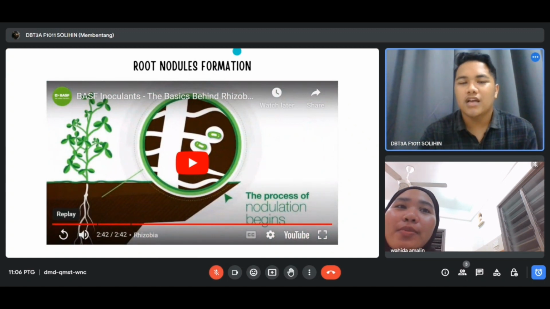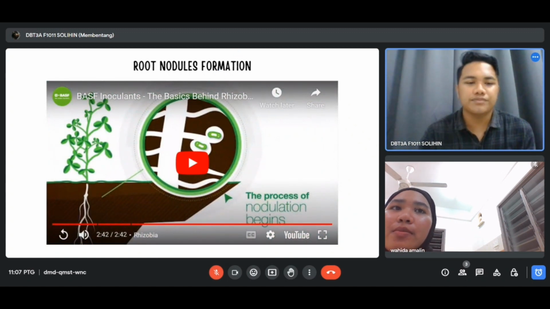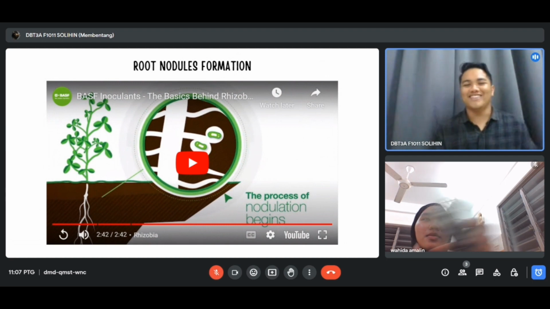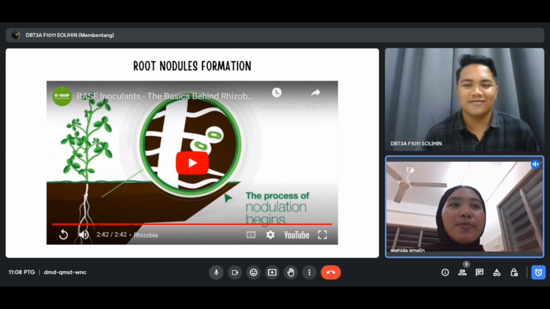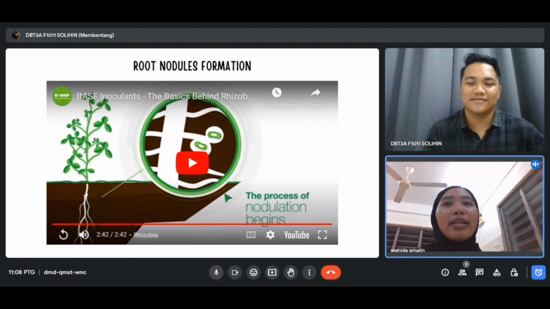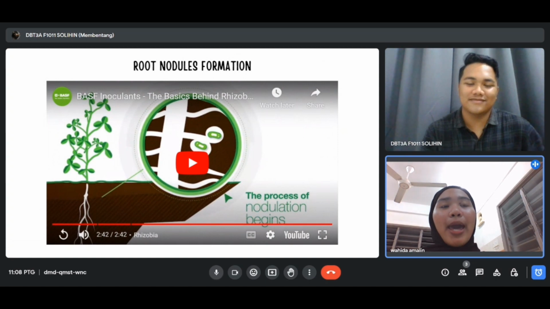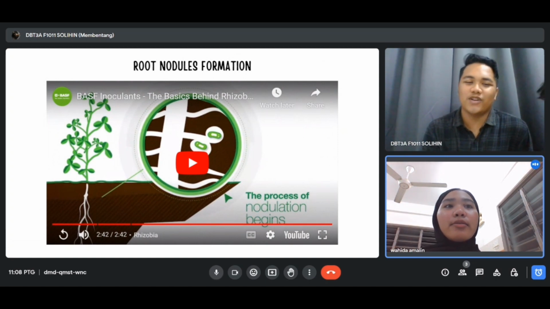That's all the explanation from the YouTube video about root nodule formation. So Rhizobium leguminosarum has a symbiotic relationship with host plants like leguminous plants, right? Yes. So it can give many benefits to the plant in the agriculture sector.